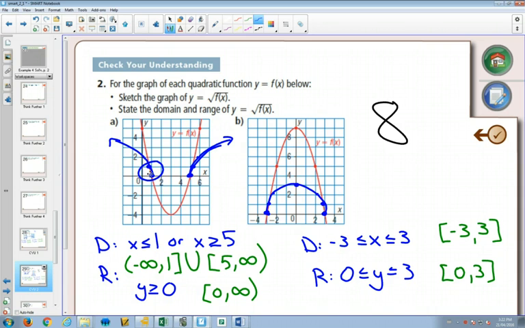And question number 8 is one you can do for practice.